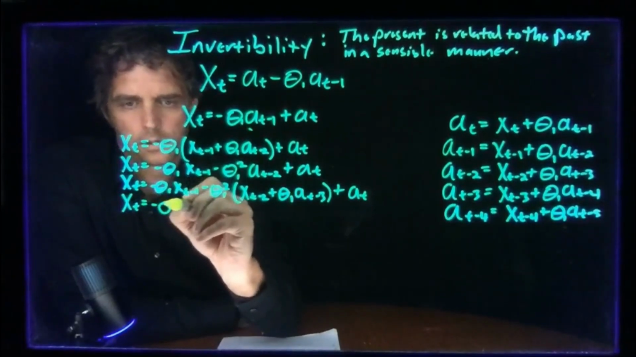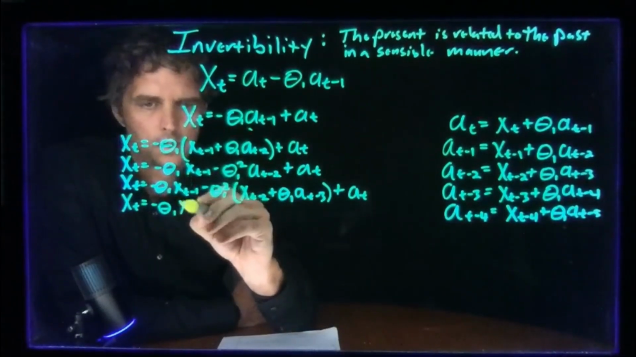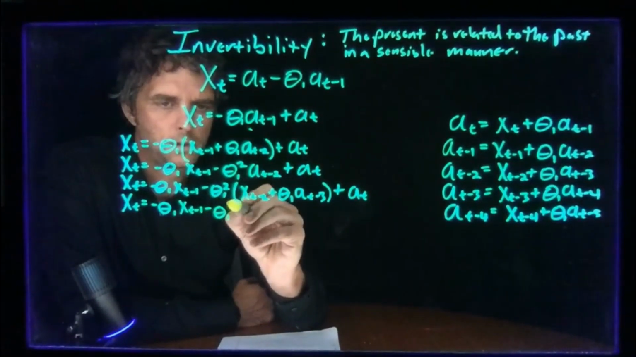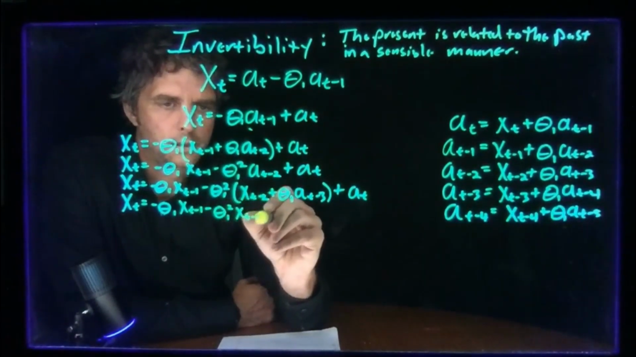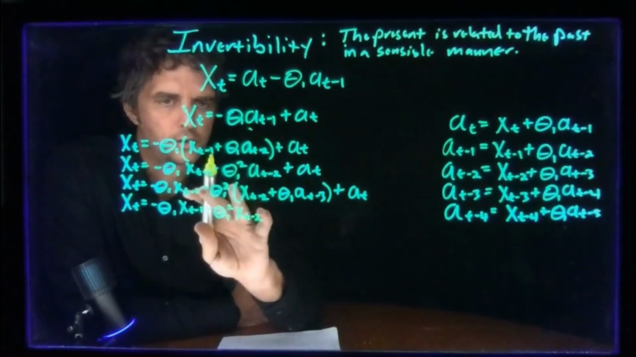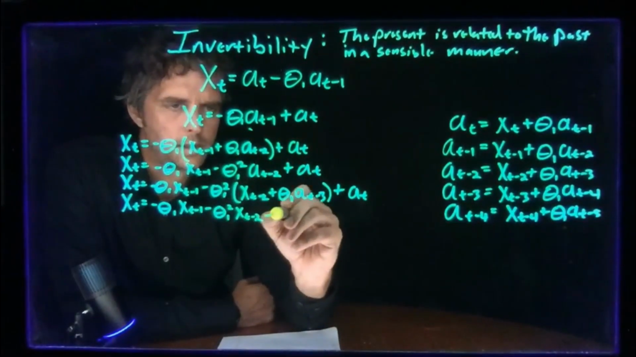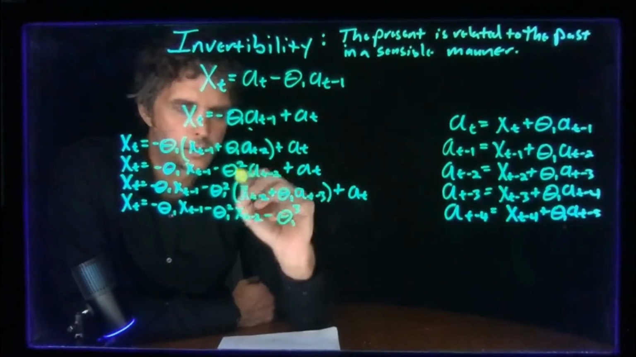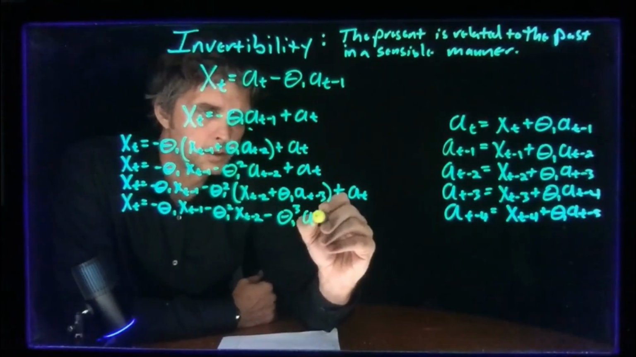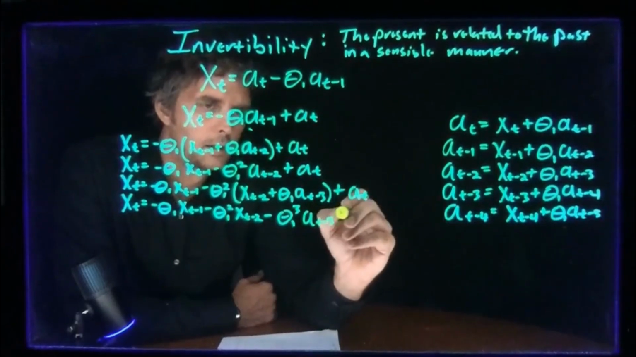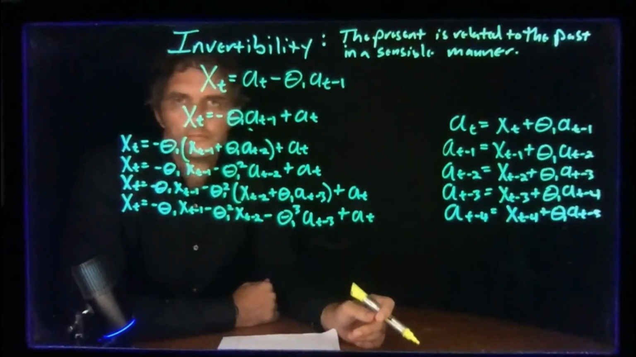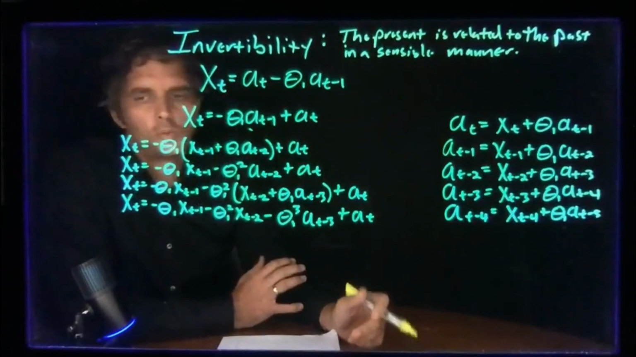XT equals negative theta 1 XT minus 1 minus theta 1 squared XT minus 2, and then distribute the negative as well. That's negative theta 1 cubed, going to be important later, cubed AT minus 3, plus AT. Okay, great. Let's do one more.